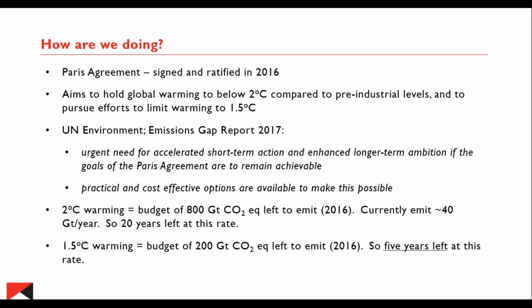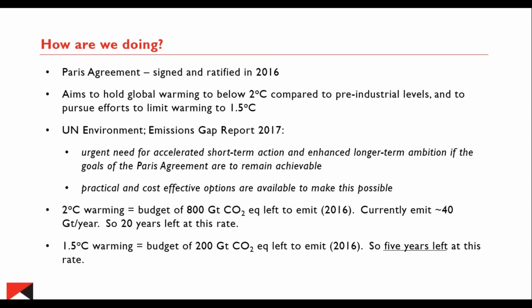To put this in context, if we want to keep warming to less than 2 degrees centigrade, we cannot afford to emit any more than 800 gigatons of carbon dioxide equivalent emissions in total. So at a current rate of almost 40 gigatons of emissions a year globally, we have roughly 20 years left before we will start to exceed the budget we need to keep within to have a reasonable chance of keeping warming to less than 2 degrees centigrade.